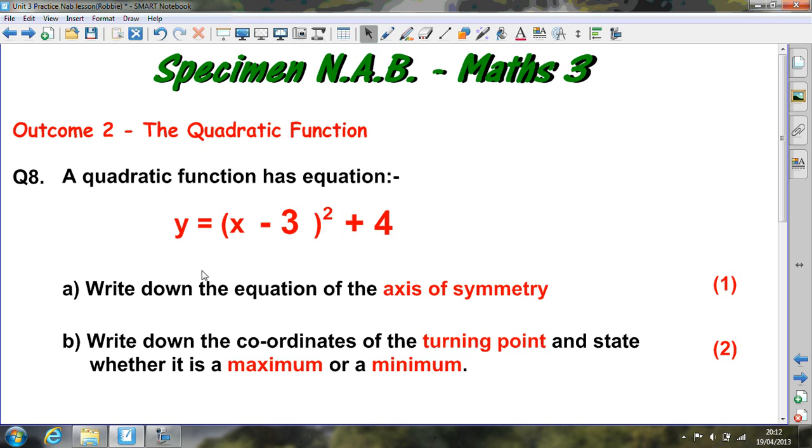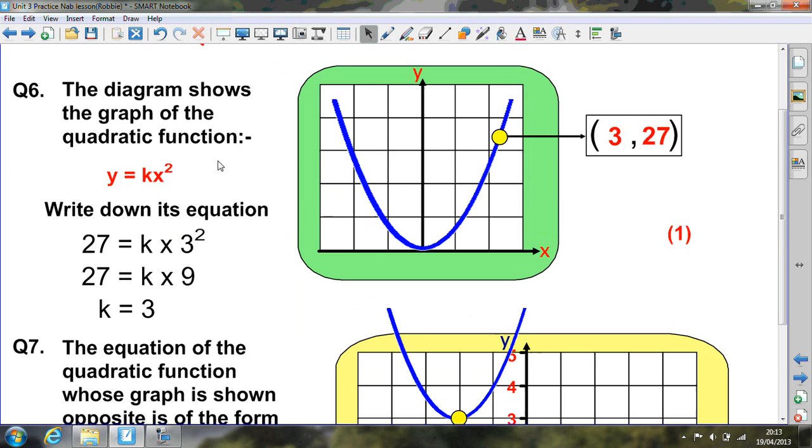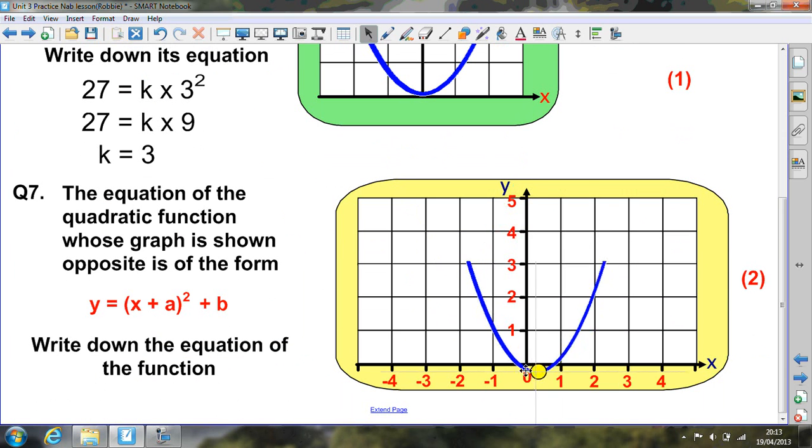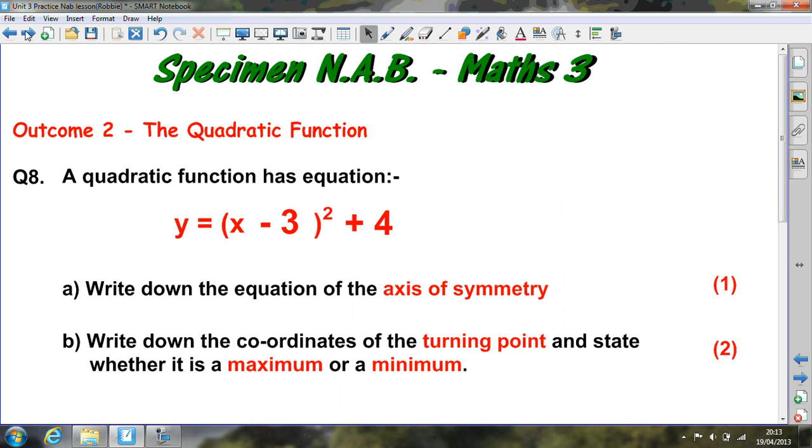Okay, question 8, relating back to question 7, you need to try and picture where the quadratic is. Now, it's x minus 3, so that means the quadratic has moved forwards 3 and up 4. If you look at that here, it's going to be forwards 3 and up 4. That's where the quadratic is at for question 8. Forwards 3 and up 4.